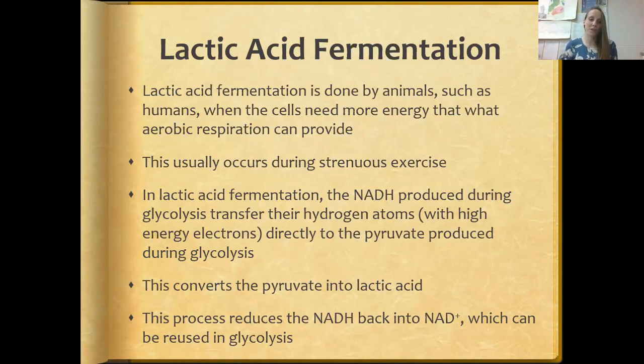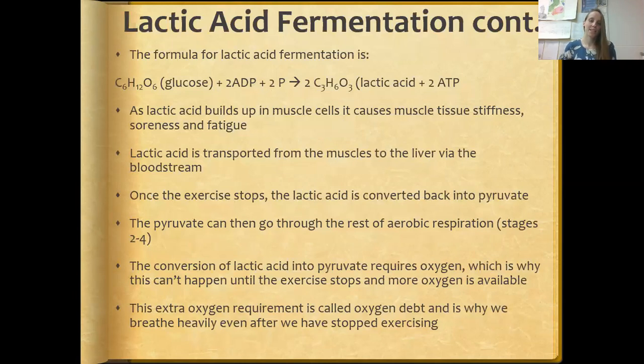So the muscles will switch over to lactic acid fermentation, where the NADH produced during glycolysis is going to become oxidized, essentially giving up its electrons to the pyruvate. That's going to convert the pyruvate into lactic acid. And once again, it's just a way to recycle that NADH back into NAD+. The formula for this is the glucose plus the ADP and phosphate turns into lactic acid and ATP.